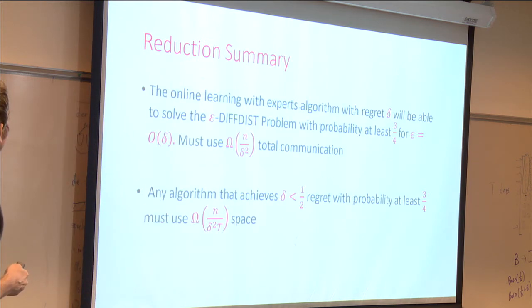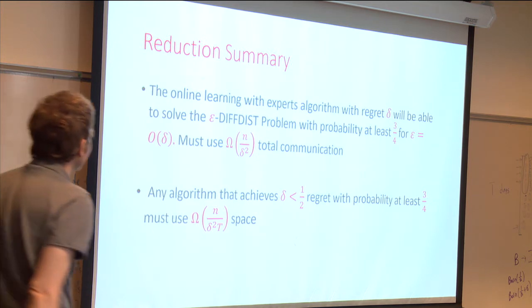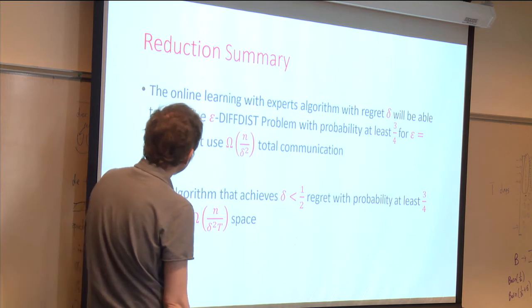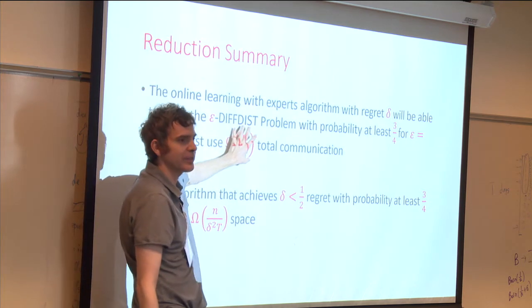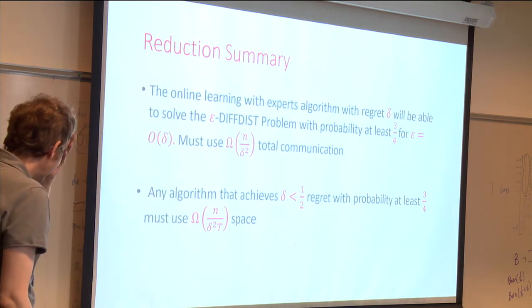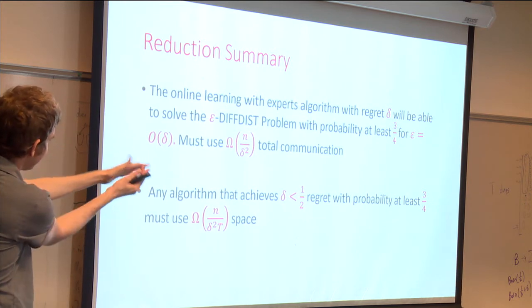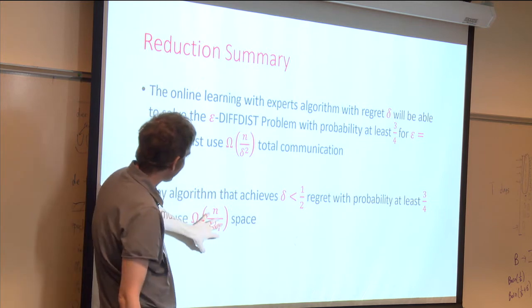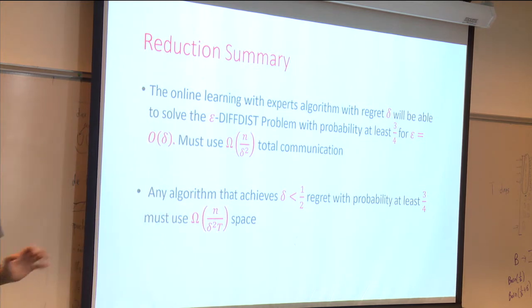Let me just, OK, so to summarize, you can use this streaming algorithm to solve this communication game, which requires n over delta squared communication. And so between 2 consecutive players, you're passing the state of the streaming algorithm. You have an n over delta squared t memory lower bound.